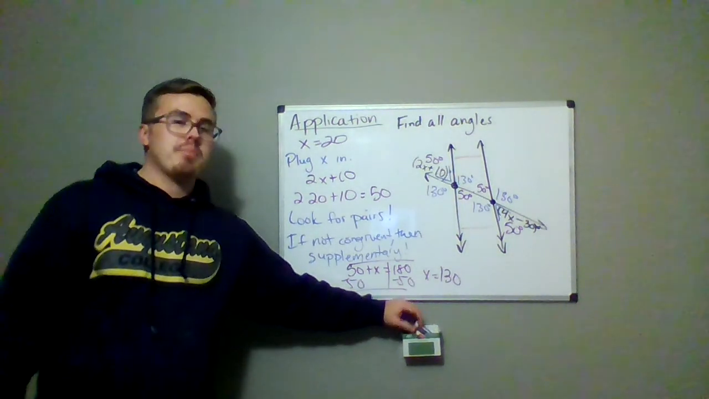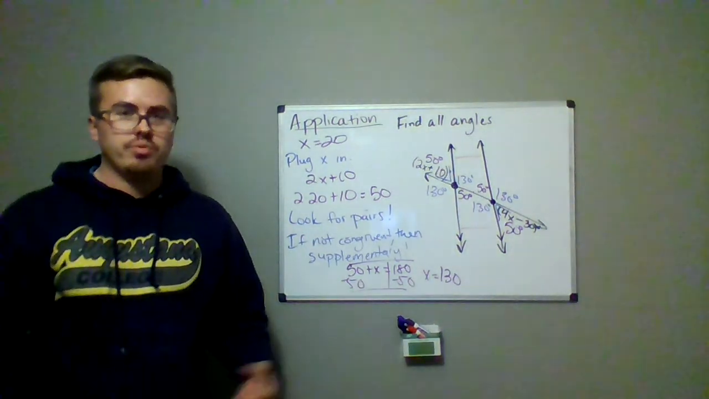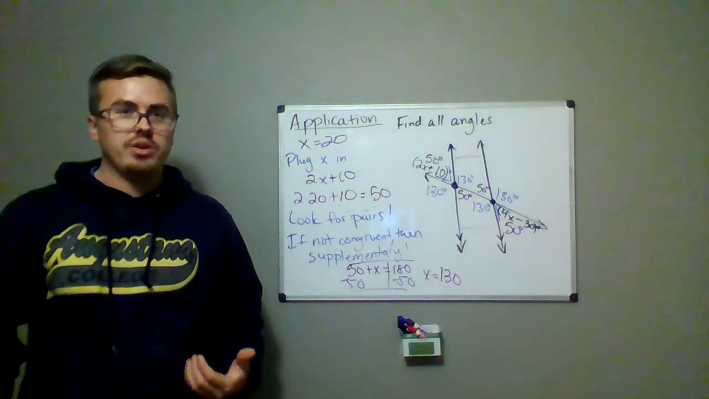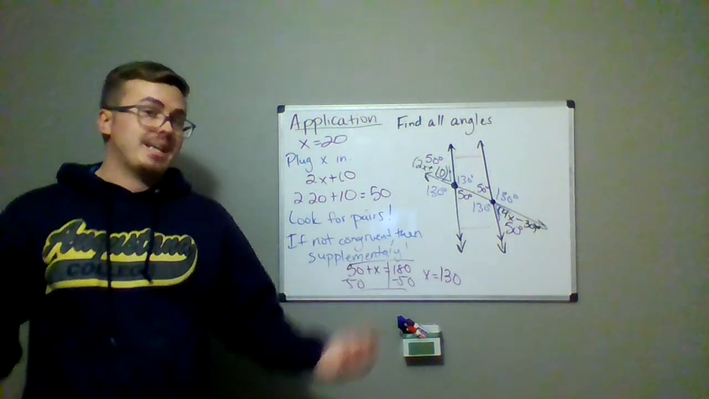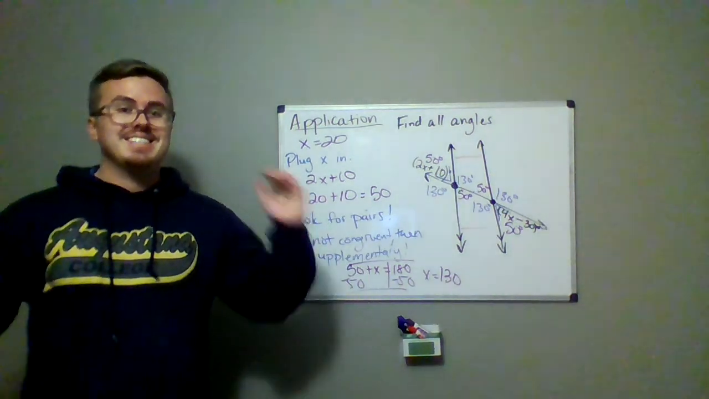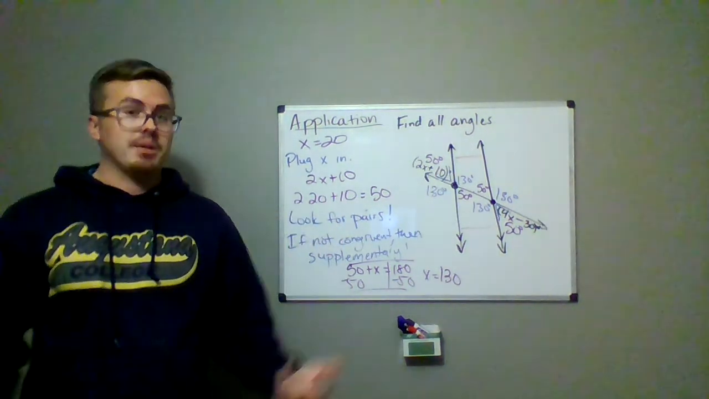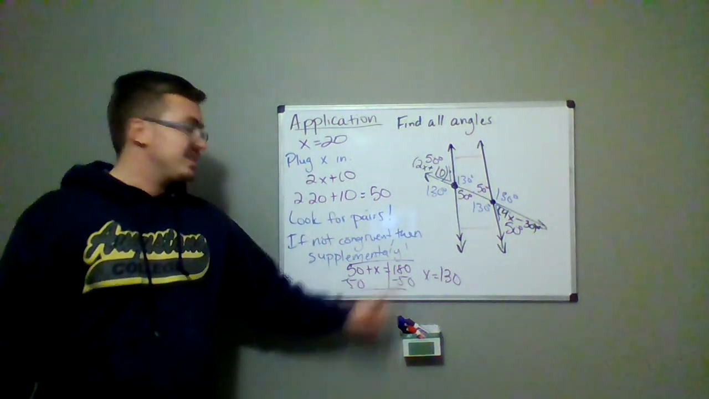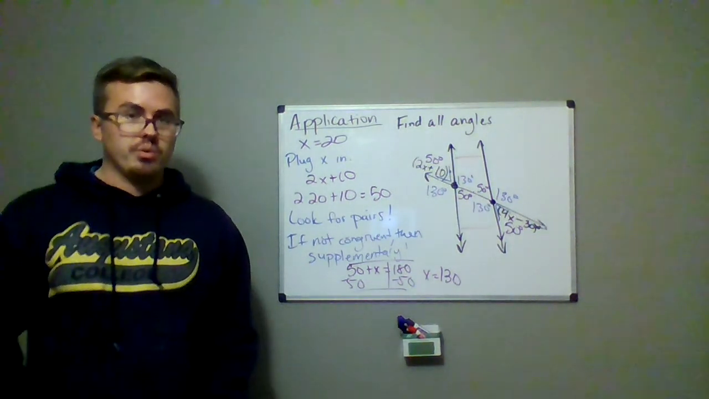So take it step by step. Look at what they give you. Figure out what information they tell you. Does it form a pair? Does that mean it's congruent? Or maybe it's supplementary. If it's congruent, set them equal to each other. If it's supplementary, add them up, set it equal to 180, solve for what you don't know.